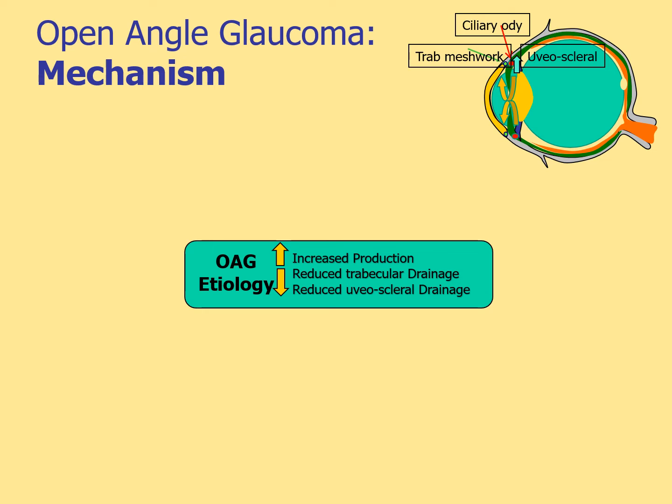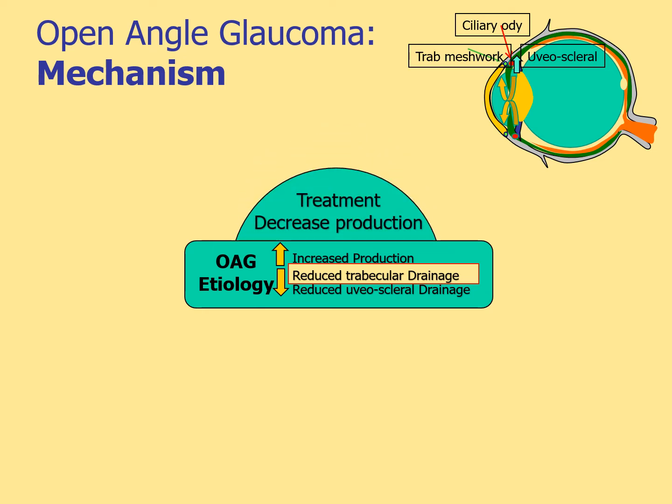Practically speaking, reduced trabecular drainage is the main cause for the open angle glaucoma, whether it is primary or secondary. So remember again, reduced trabecular drainage or more resistance in the trabecular meshwork is the main cause for the open angle glaucomas. Now treatment is either you reduce the production or you increase the outflow. So that's the whole story about the glaucoma.